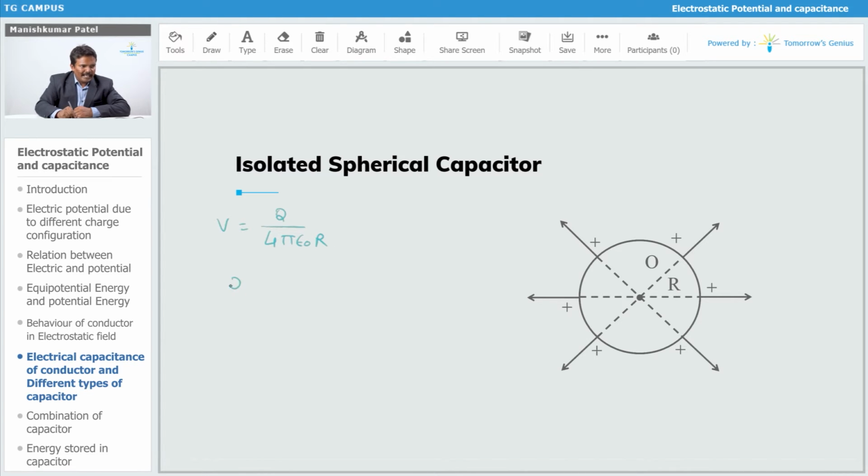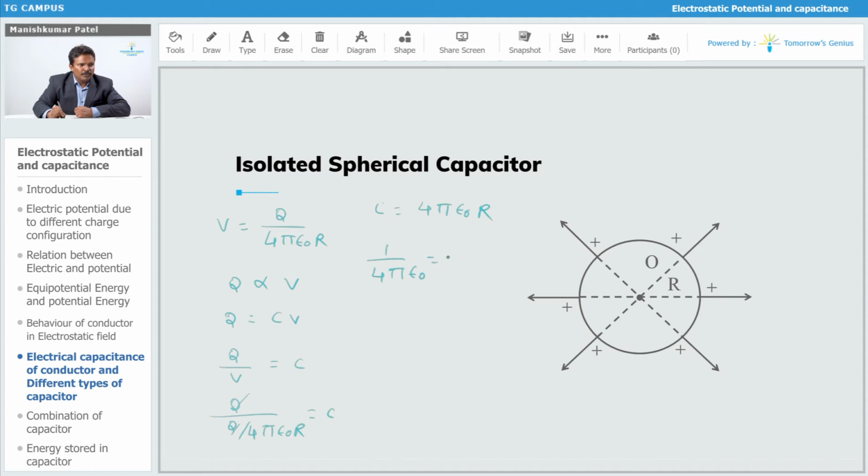And again, according to the principle of a capacitor, Q is directly proportional to V, so Q is equal to C into V, then Q upon V is equal to C. So Q by 4 pi epsilon naught R is equal to C. This Q will get cancelled, and you can write that C is equal to 4 pi epsilon naught into R.